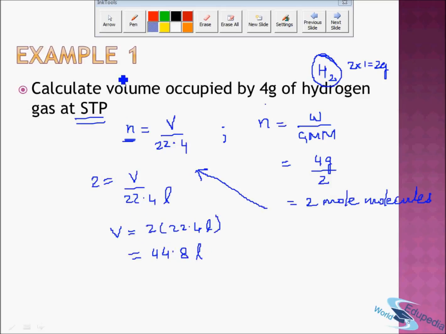So volume occupied by 4 gram of hydrogen gas at STP will be equal to 44.8 liter, and this is the answer for our question here. Okay, so give it a second to sink it in, and let's move on to next question.